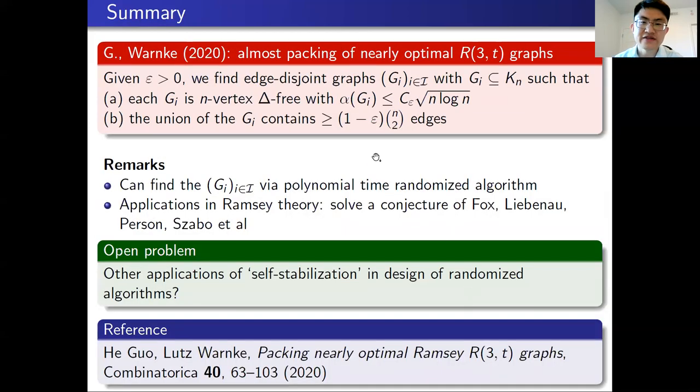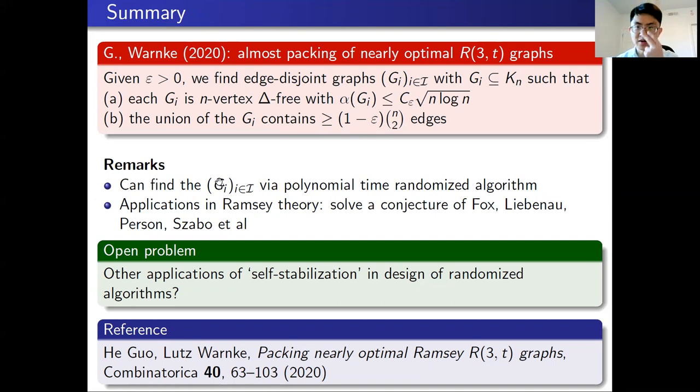So as a summary, instead of finding just one nearly optimal R(3,t) graph as Kim and Bohman did, we find almost a packing of nearly optimal R(3,t) graphs. It means for any epsilon greater than zero, we can cover at least a one minus epsilon fraction of edges of the complete graph K_n by a collection of edge-disjoint graphs G_i, such that each graph G_i is a triangle-free graph with controlled independence number. And as remarks, we find the collection of edge-disjoint graphs G_i by some polynomial time randomized algorithm. So we iteratively apply a semi-random variation of the triangle-free process. And our packing result has applications in Ramsey theory. We solve a conjecture by Fox, Grinshpun, Liebenau, Person, and Szabó.